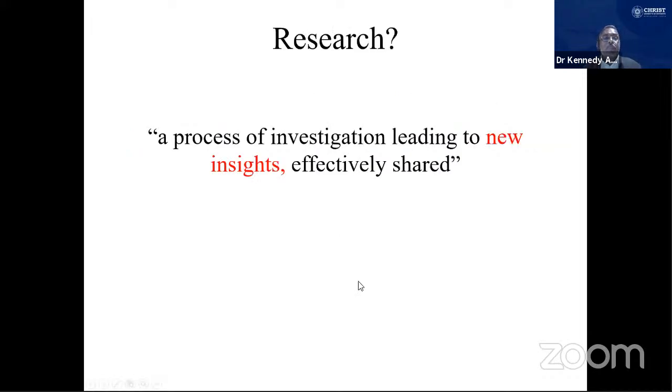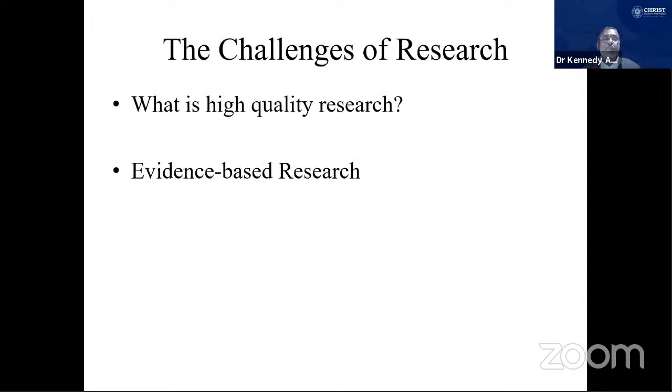All right. So to sum up, research is a process of investigation leading to new insights effectively shared. So when I mean effectively shared, all our research will have to be publicized. It has to be published, and it is not to end up on the shelves.